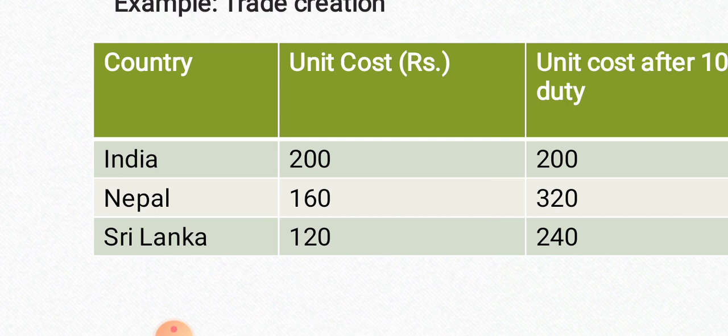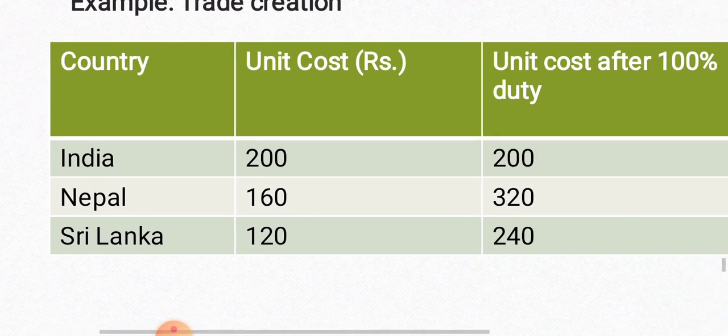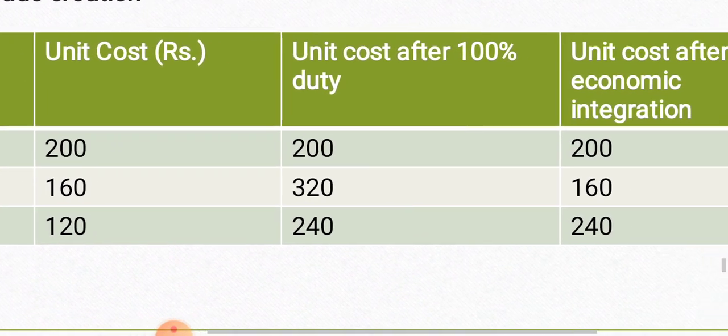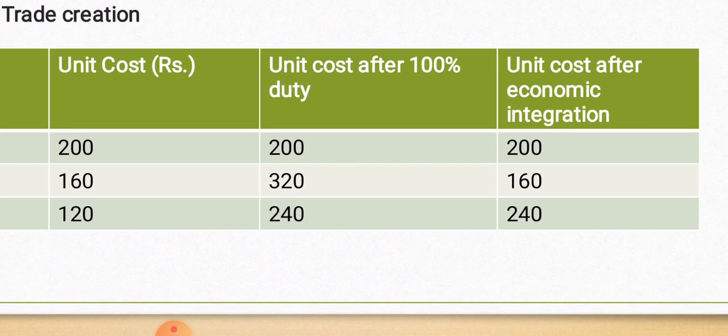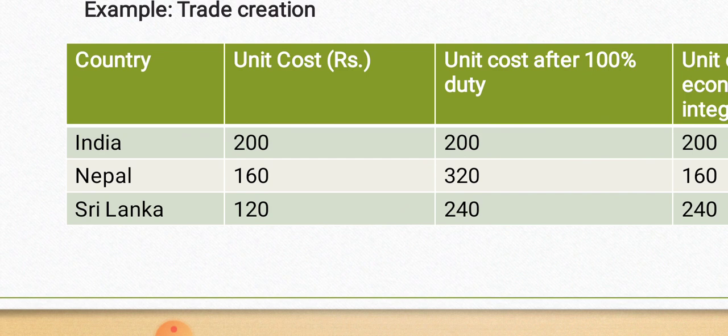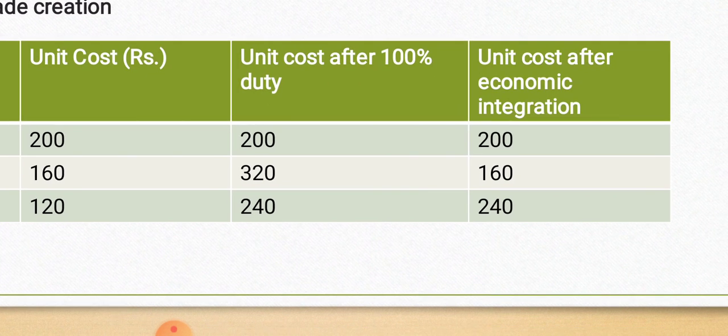So if it enters into an agreement with Nepal, or custom union with Nepal, then what will happen? Look at the situation. The cost of importing the shirt from Nepal would be 160 only, because there would be abolition of this tariff of 100%. So earlier the cost was 160, now again the cost is 160. And because Sri Lanka is not a part of this agreement, the cost is 240. So it is now economical for India to import goods from Nepal at rupees 160, which in this case is the most efficient producer.